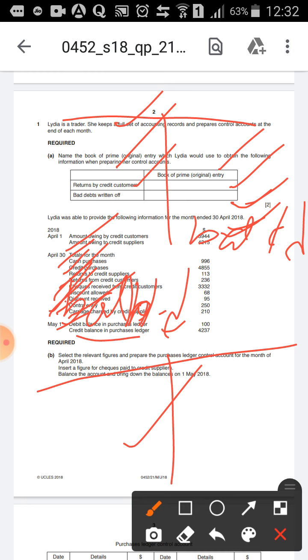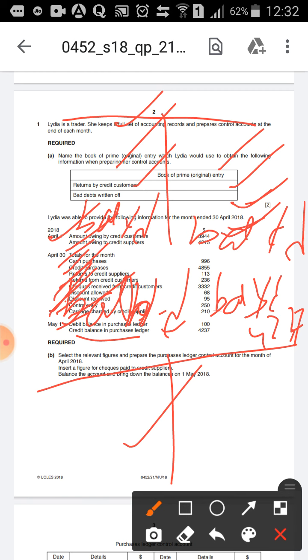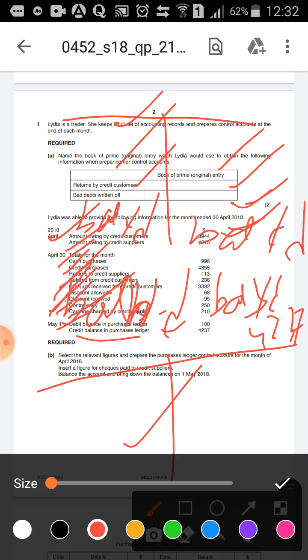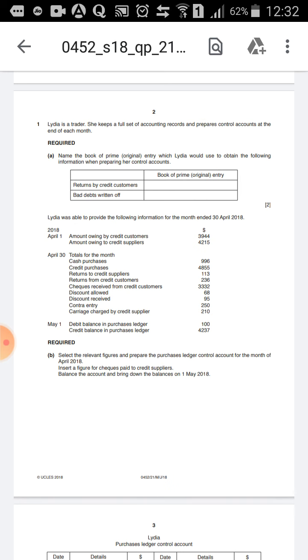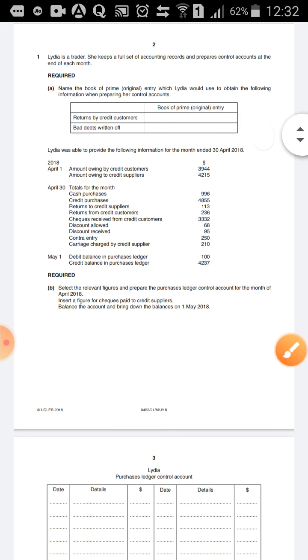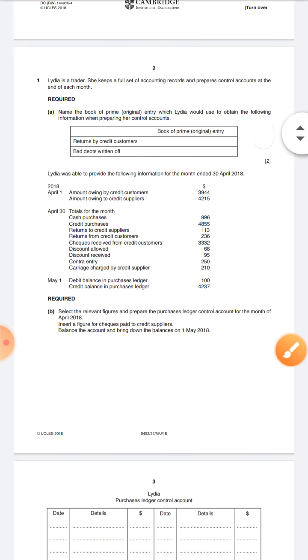So you will write balance brought down on the credit side 4237, and you will write this back on the debit side, like balance carried down. And then what will be your balancing figure? Like both the sides won't tally. Balance the account and bring down the balances on 1st May.